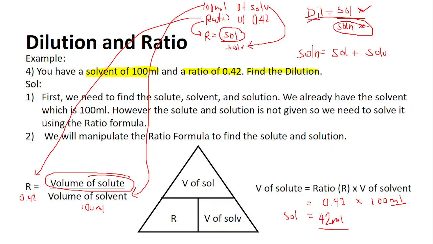So, again, to get the solution, you just add. Solute plus solvent. So, we already have the solute, 42, which you solved. Plus the solvent, which is given to us, 100 ml. So, your total solution is 142 ml, class. So, 142 is the solution.